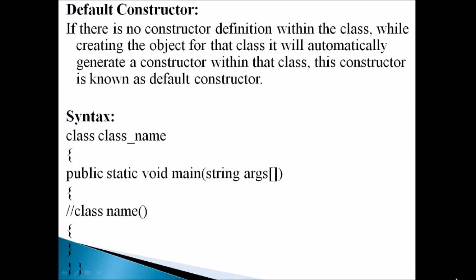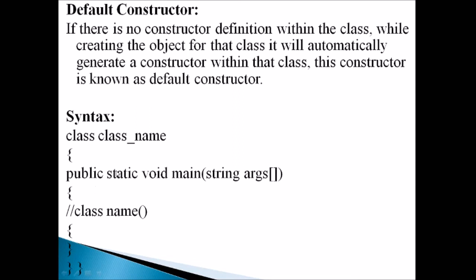First, the default constructor. Just imagine a user creates source code but does not create a constructor within the class. At that time, while creating the object, the compiler will automatically generate a constructor within the class. That kind of constructor is called a default constructor. That is, while there is no constructor defined within the class, a default constructor will be created by the compiler while creating the object for that particular class.